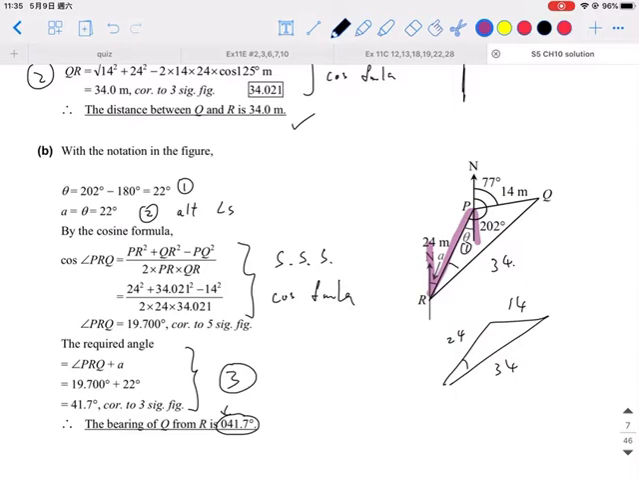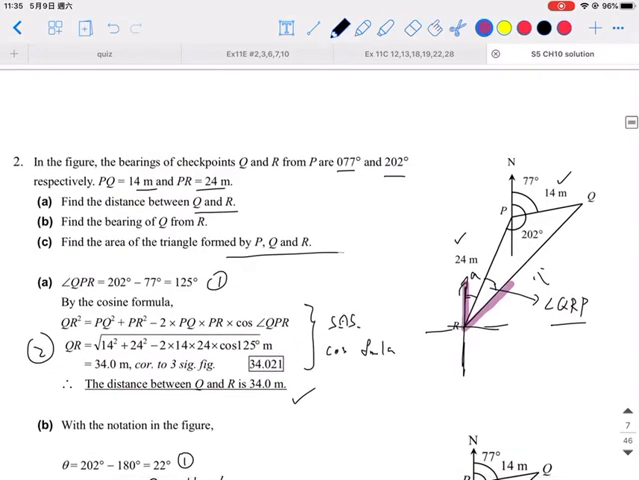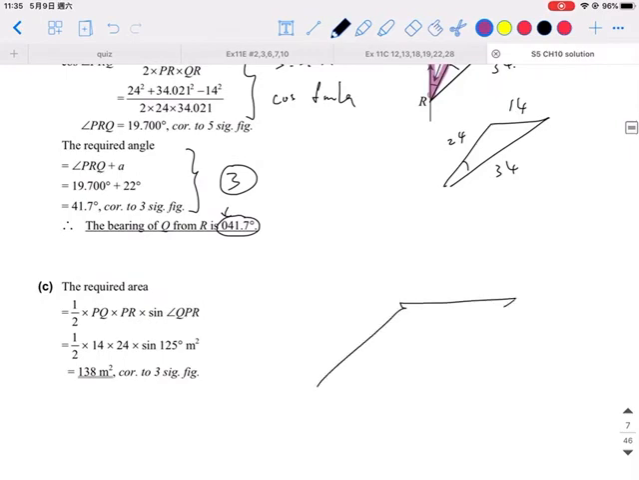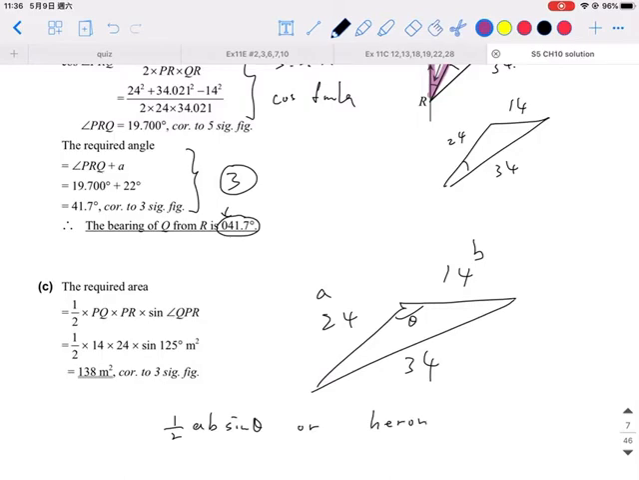So we finished part B, and the last one is to find the area of the triangle formed by PQR. It's easy because I tried to draw a figure for you: 14, 24, 34. You can apply many methods. One is the sine formula, area equals 1 over 2 times a times b times sine theta, or you can use Heron's formula. Both are okay, so it's easy to get the answer of question number 2C.